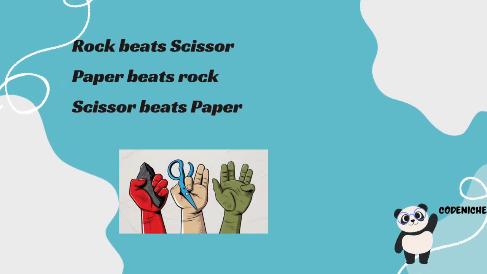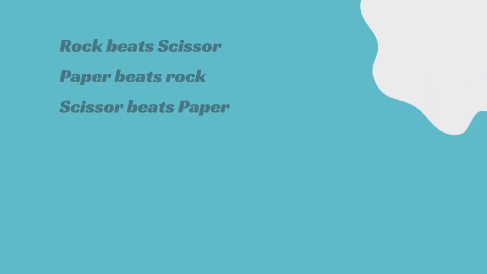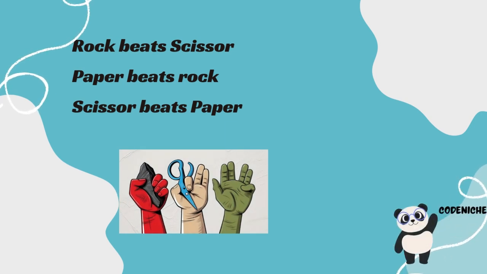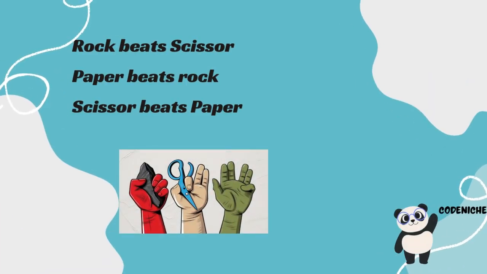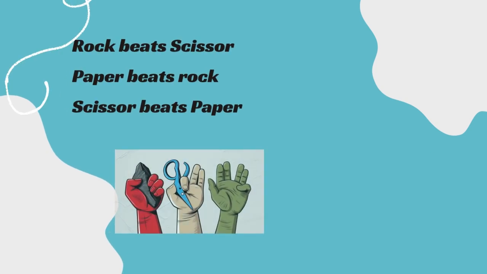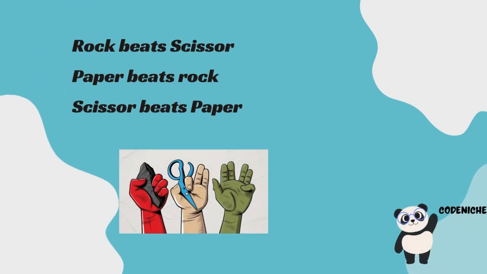Okay, let's first talk about the rules of the game. We've got 3 moves: rock, paper and scissors. I know you all are aware of it, but let's revise it a little bit. Rock beats scissors, scissors beats paper, and paper beats rock. Simple, right? Now, our program will ask the player to choose one of these options and the computer will randomly pick one of them. Then, we will determine the winner.